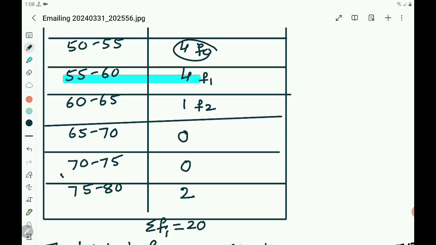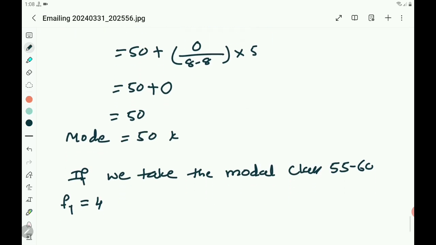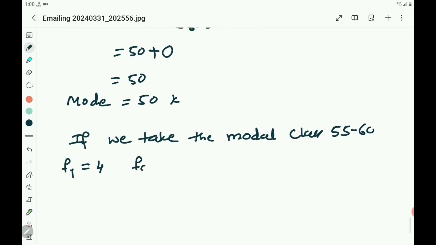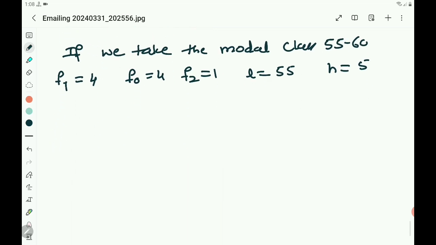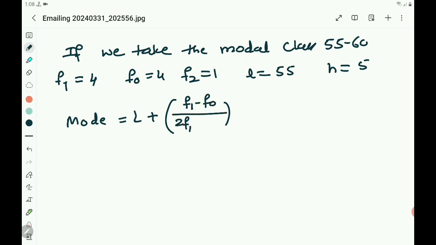F0 is 4, F2 is 1. Then L is 55 and H is the same size, that is 5. Again you write the formula. Mode equals L plus (F1 minus F0) by (2F1 minus F0 minus F2) into H.